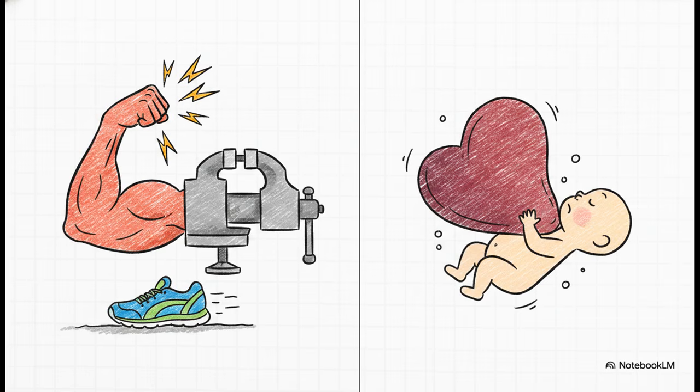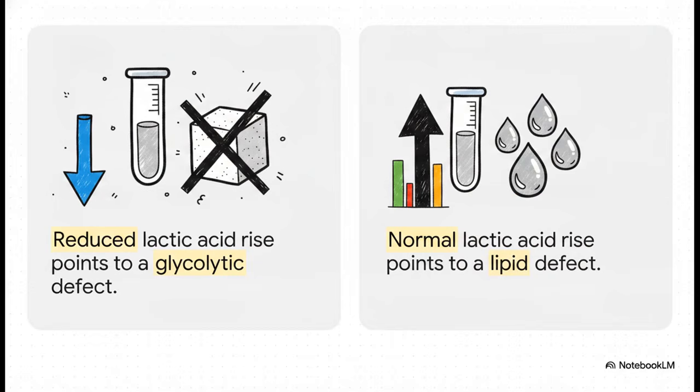A quick tip: Pompe is heavily tested right now because there's actually a specific FDA-approved enzyme replacement therapy available for it. So how do we actually test for these metabolic blocks in the clinic? Well, we use the ischemic forearm exercise test. And here's the absolutely crucial takeaway for your EDX workup.